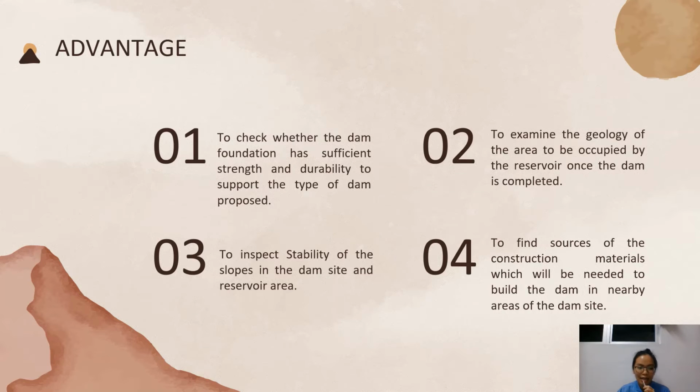Fourth, to find the source of the construction material, we need to build the dam in the nearby area of the dam site. The material required may be aggregate of different sizes, filling material in the core, and the borrow surface if the dam is the earth-filled type.